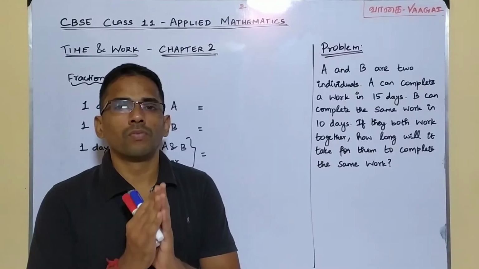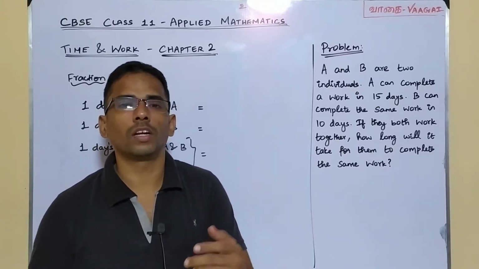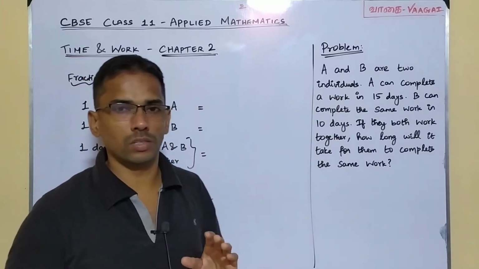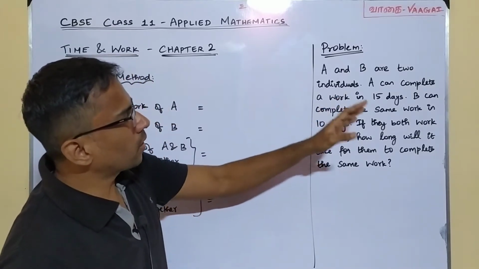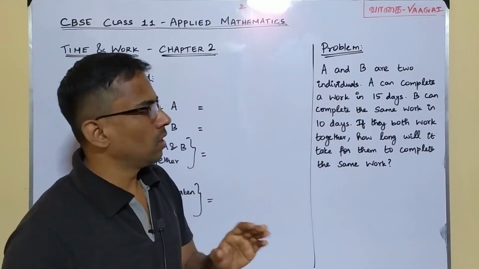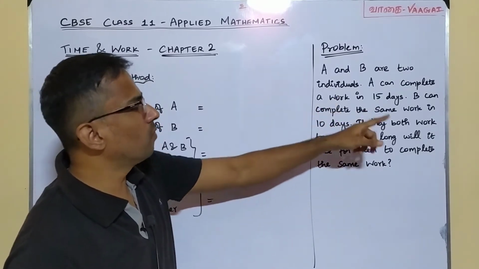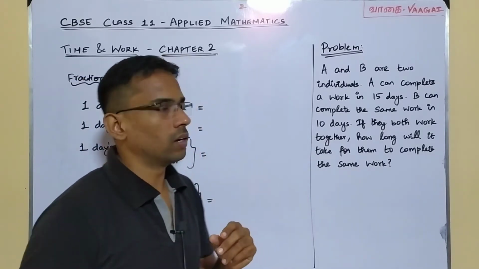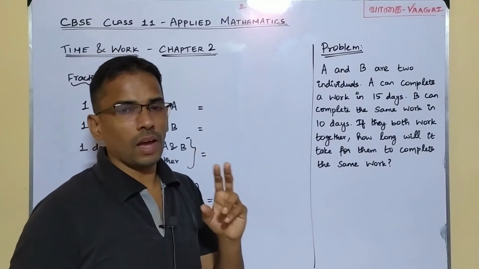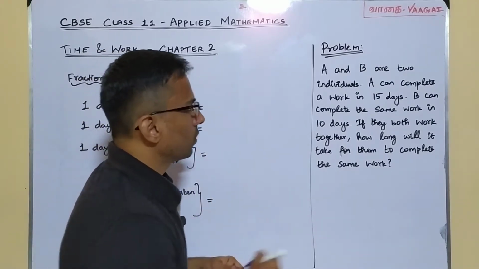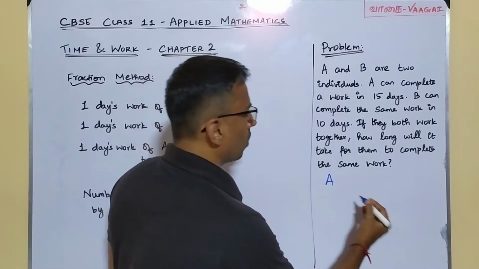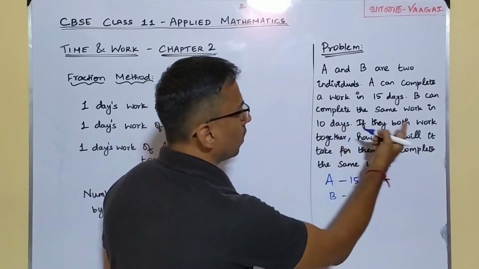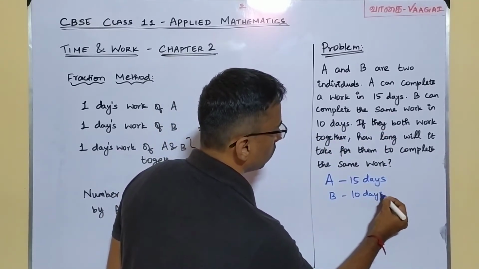Yes, here we go. First of all, let us see what problem is given to us and try to understand it. Our question here is: A and B are two individuals, and A can complete a given work in 15 days, and B can complete the same work in 10 days. So in the first part of this question, we have two pieces of information: we have two people A and B, and A can complete a given work in 15 days, and the other person B can complete the same work in 10 days.